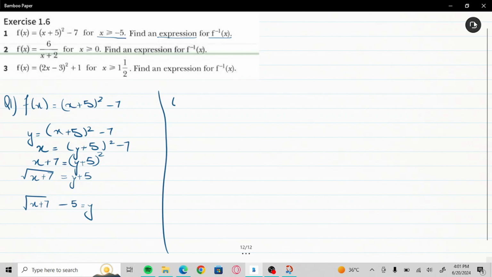Pretty simple. So on to question 2, which tells us that the function f is 6 upon x plus 2. Again, find the inverse of this function. That would give us y is equal to 6 upon x plus 2. Interchange the y and x values. x is equal to 6 upon y plus 2. And then what you do is make y the subject.